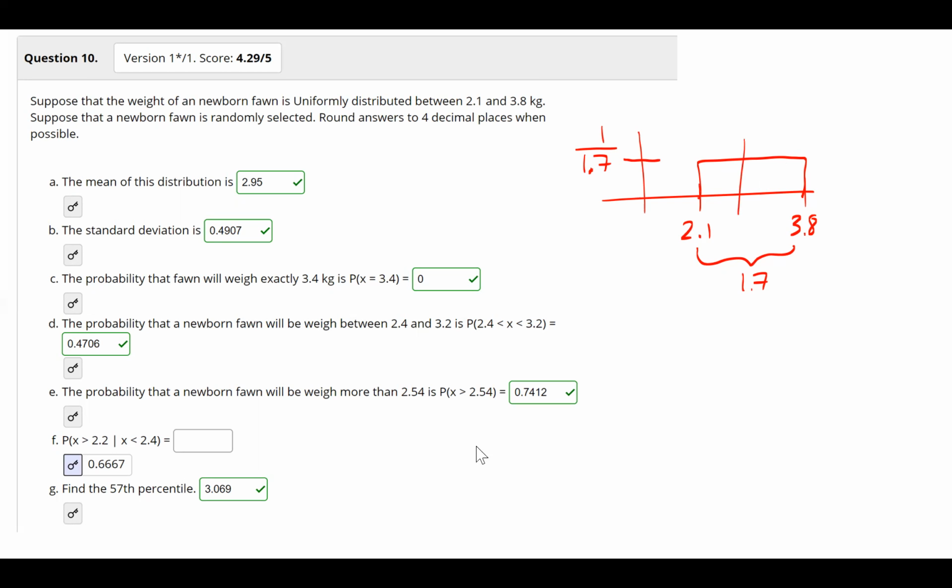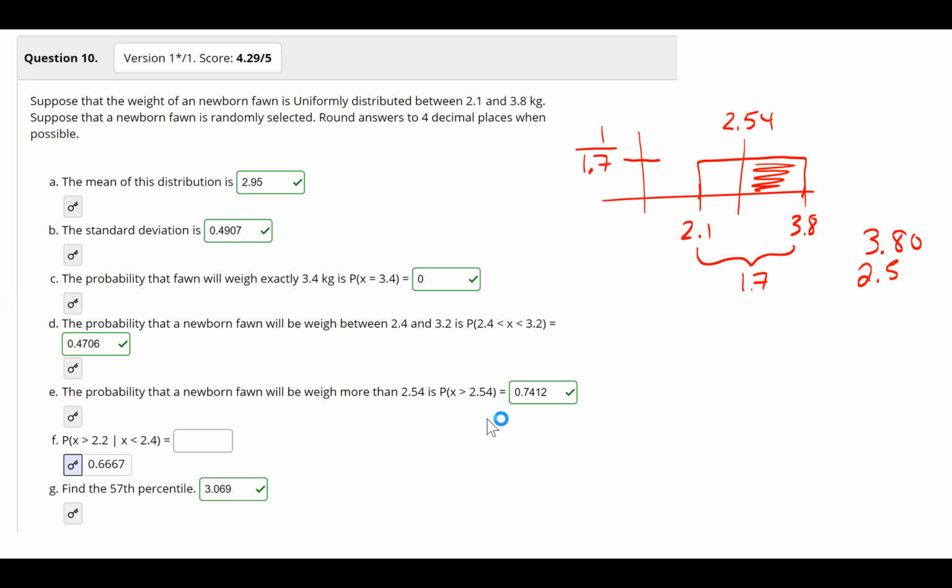All right, so if I'm going to cut this right at, let's see, what do I have over here? 2.54. So it looks like I'm doing E. What's the probability that a newborn fawn will be way more than 2.54? So give me this one right here. So what's that? So I guess we got to do this here.